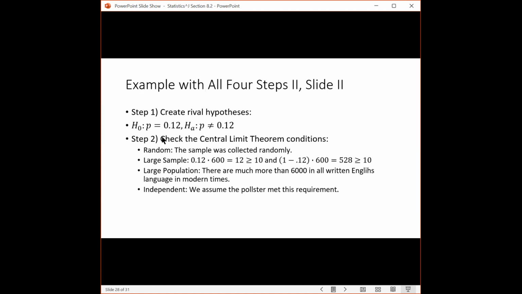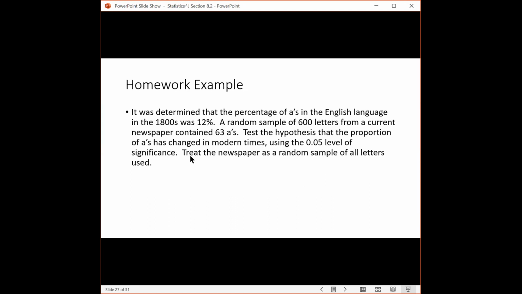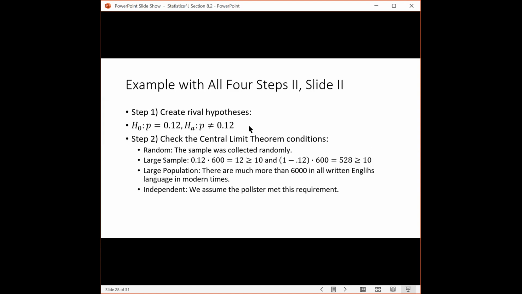All right, to go through and use the normal distribution calculator in step 3, we first need to check the central limit theorem conditions. To do that: random, do we have a random sample? Yes, it's a random sample, so that is satisfied. Large, is the sample large enough? Oh, it's only barely large enough. 12 is greater than 10, but only barely.